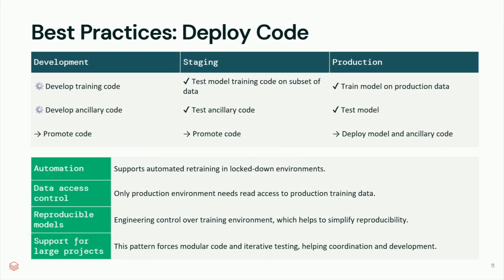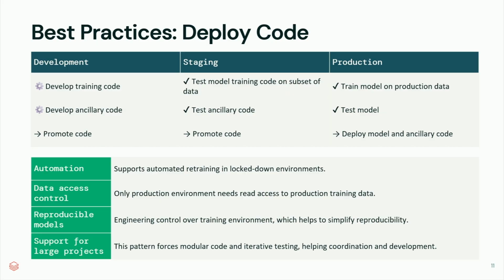So going a bit into this deploy code idea. In the development environment, you develop your training code, you develop the ancillary code, and you promote that code. Once it goes to staging, you'll test that model training code on the subset of data, you'll test the ancillary code as well, and promote that code. Then finally, you'll train the model on production data, you'll test the model, and you'll make sure that it still performs well with the production data, which should ideally be a superset of your training data and what you have in production, and then deploy the model and the ancillary code.